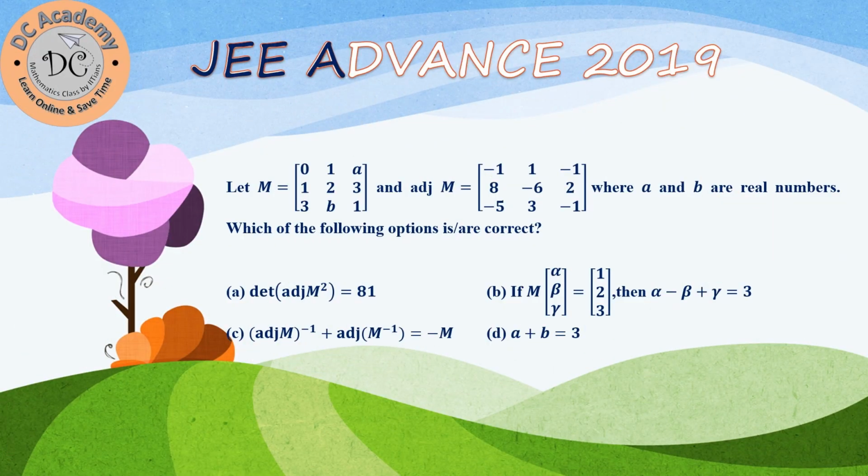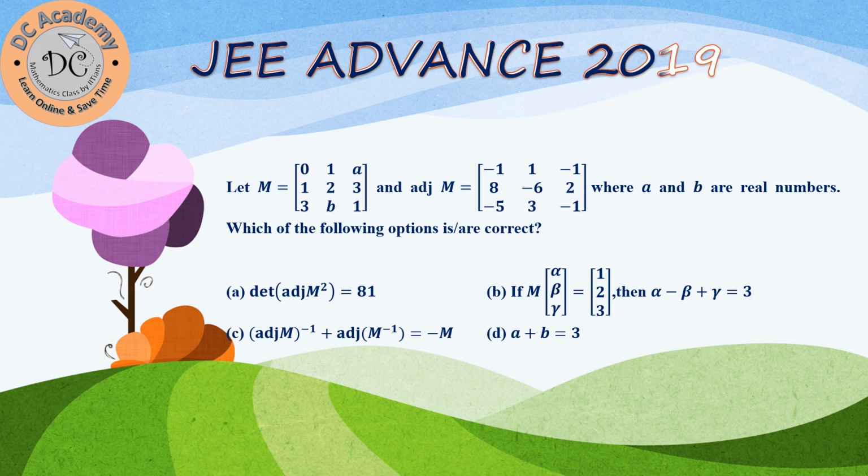Hi, in this video, we're going to solve an advanced level problem which appeared in 2019. The problem came in the chapter called matrix and determinant. Let's go ahead. So first, understand the problem. Here the matrix M and the corresponding adjoint of the matrix M is given. M and adj M is provided.